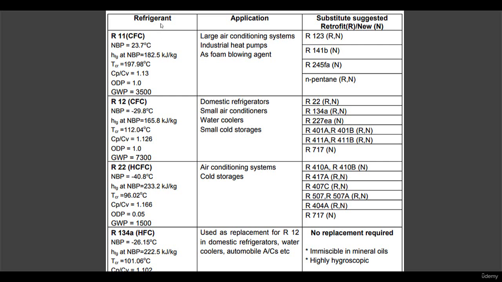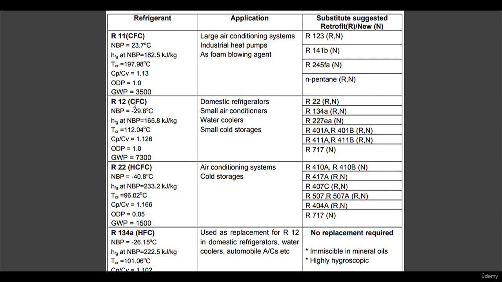Now these are some different refrigerants, like the R11 refrigerant. This is a CFC, chlorofluorocarbon. These are the physical properties of this refrigerant. It is used in large air conditioning systems, industrial heat pumps, and as a foam blowing agent. The substitute suggested for retrofit is R123, and these are other substitutes of this refrigerant.